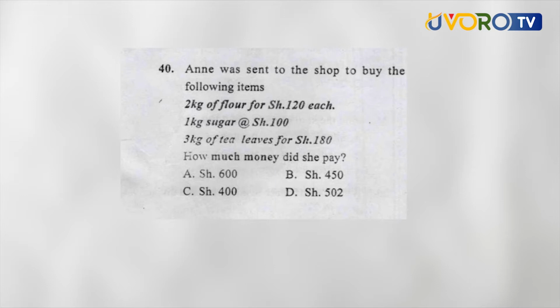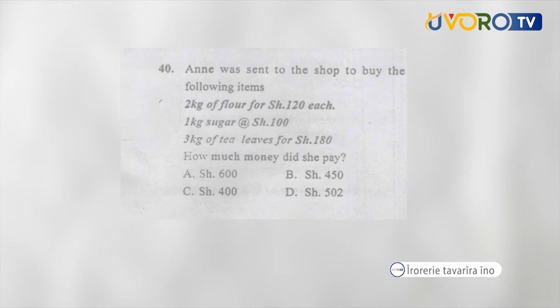The other item that this person bought was 3 kg of tea leaves, 4 shillings 180. You are told how much money did she pay? Now, class 5.